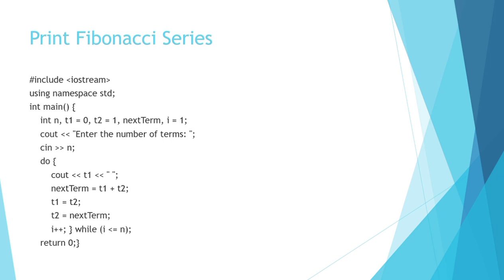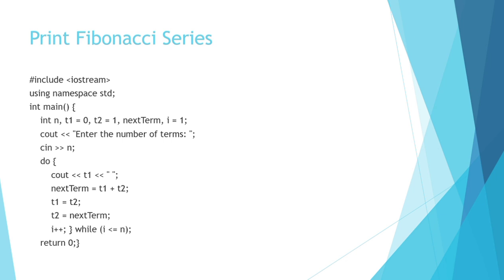The loop body in the do part is executed first, then the condition in the while part is checked whether I is less than or equal to n. This condition ensures the loop runs for n iterations. The loop will continue to execute until I exceeds n.